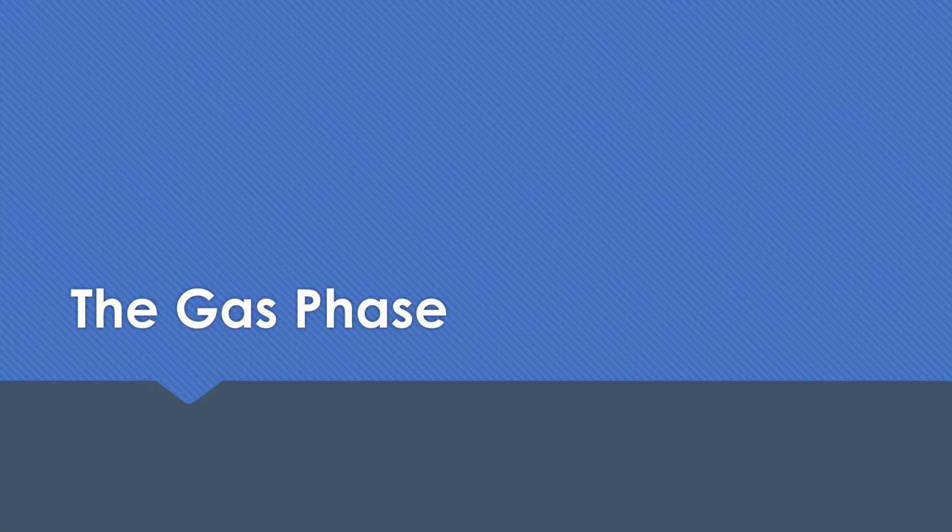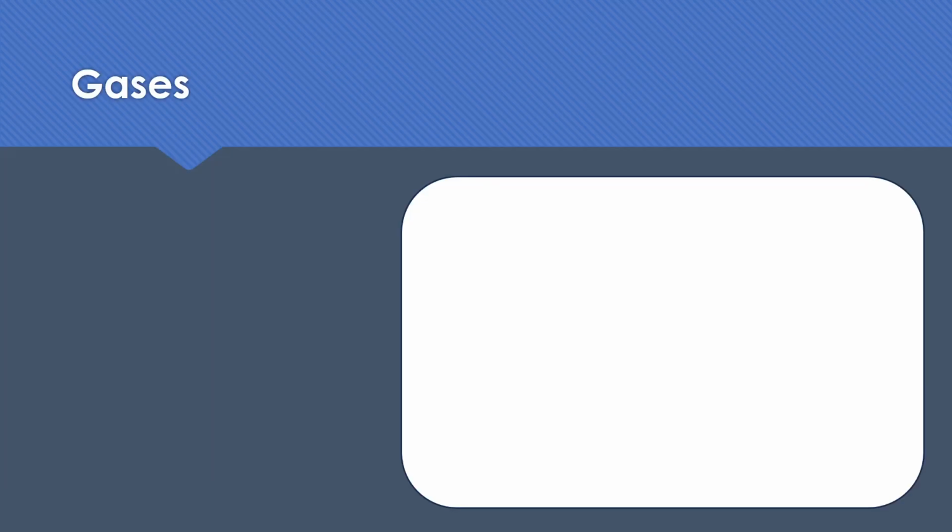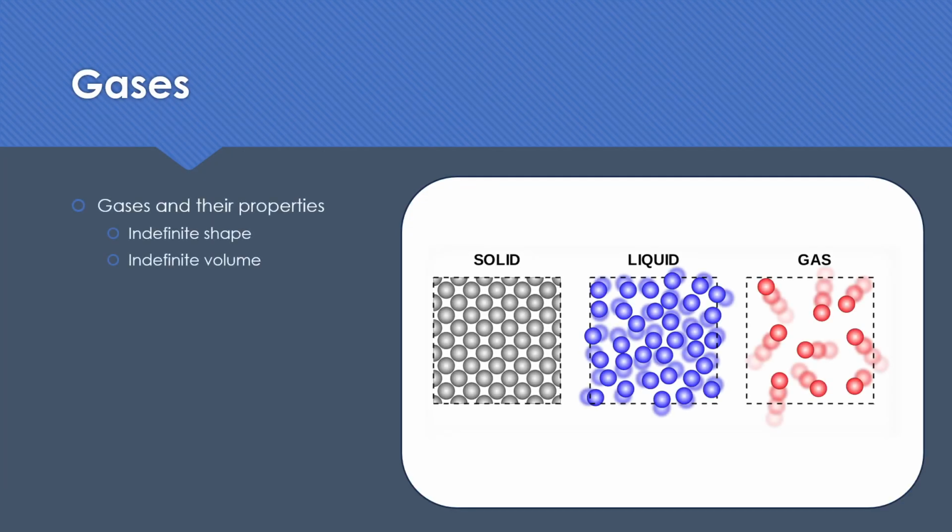All right. We're going to talk about the gas phase. So, gases, as we have discussed previously, are one of the phases of matter, and one of their important properties is that they have an indefinite shape and an indefinite volume. So, solids: defined shape, defined volume. You have a cube of something, it's that cube of something.